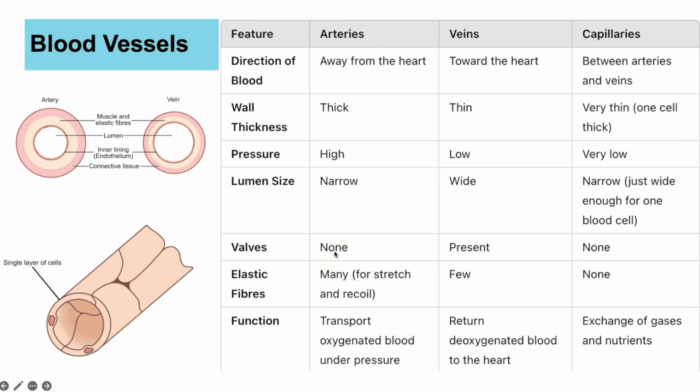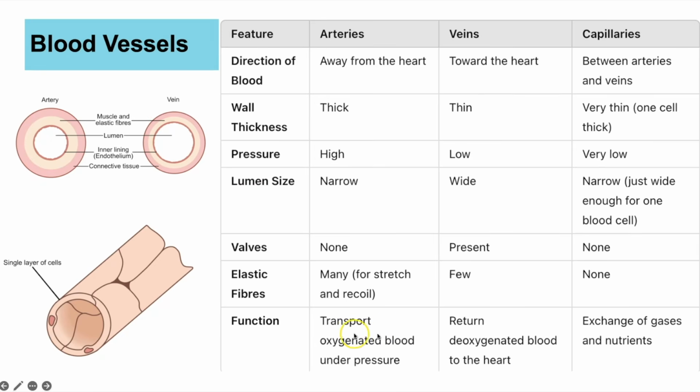Then if we think about valves, which we said were those flaps that prevent the backflow of the blood, you only get valves in veins. In terms of elastic fibres, we only have elastic fibres in the artery and veins, not in the capillaries. And you get mainly the elastic fibres in the artery have a much thicker layer, and that's because they have to be able to stretch and recoil as the blood is pumped through them at high pressure.